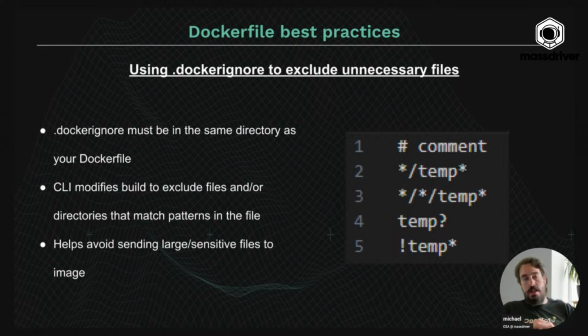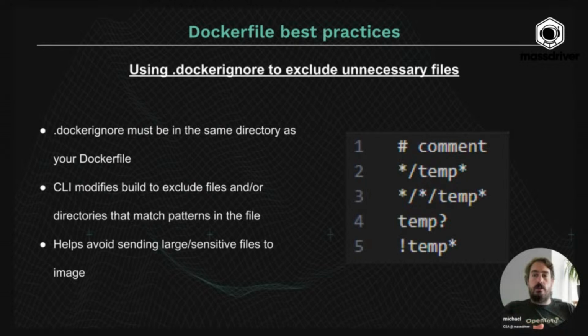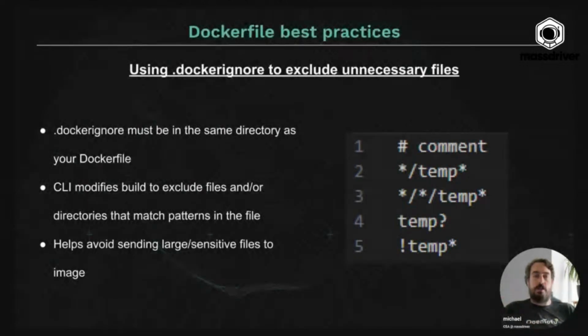Let's quickly break down an example of the .dockerignore file. In line 1, we have a comment. Comments are denoted by the pound sign and they're ignored. Pretty simple. Lines 2 through 3, the asterisk is a wildcard that matches all files or directories. In these lines, it excludes files or directories named temp at a different directory level.